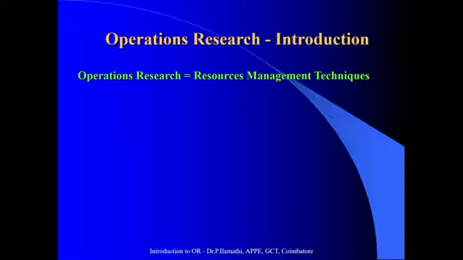In simple terms, we call 4 M's resources. What are the 4 M's? Men, machine, material and money. These 4 M's are called resources. Nowadays, we are adding energy also as a resource. So, in total, we have 5 important resources: men, material, machine, money and energy. These are the 5 major resources we are going to consider.